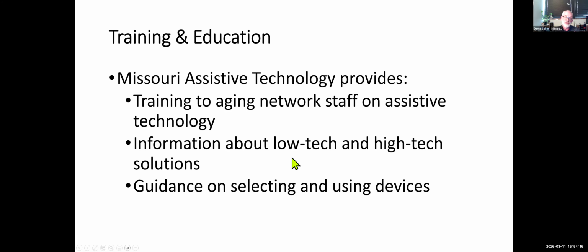And so, getting out there and being able to provide training to area aging network staff increases their capacity and their understanding of assistive technology, what we do, and how our missions go together. We cover everything from low tech to high tech, guidance on selecting and using devices, and we try to break down some of the myths that we sometimes see around technology and what we're really talking about when we talk about assistive technology. So let's move on to the next slide.